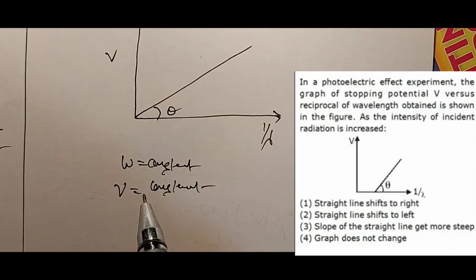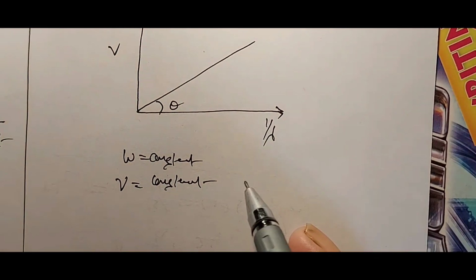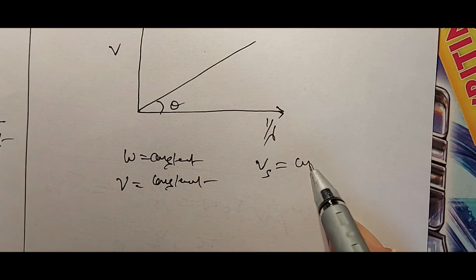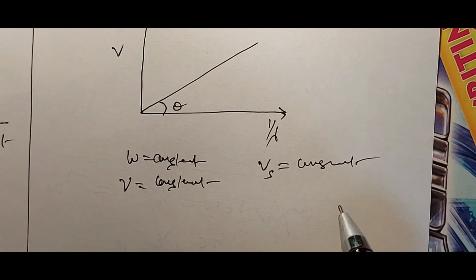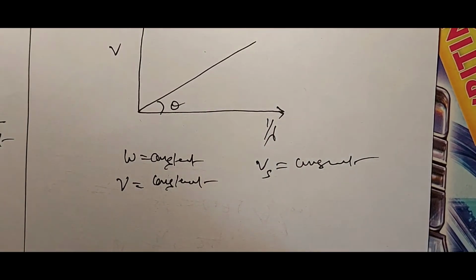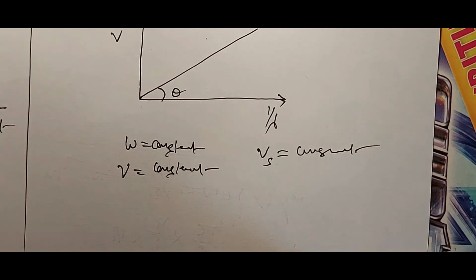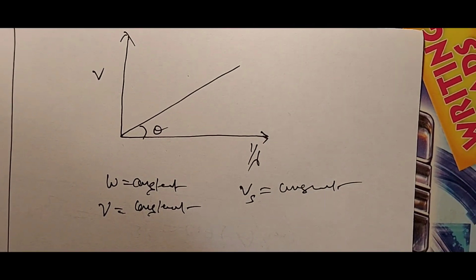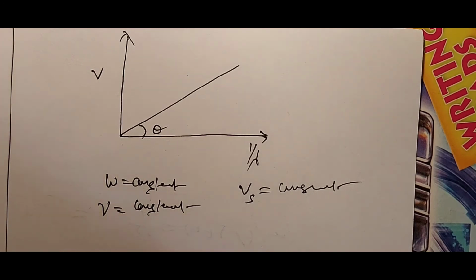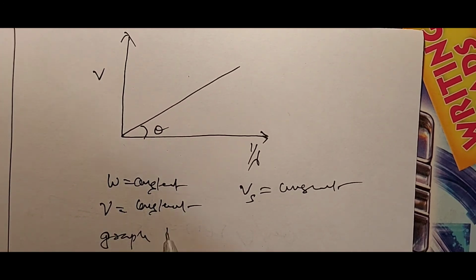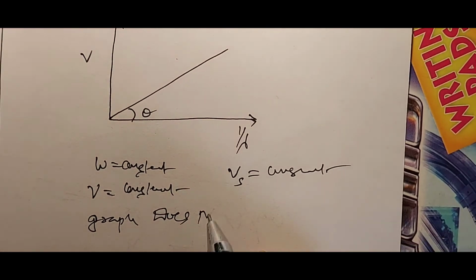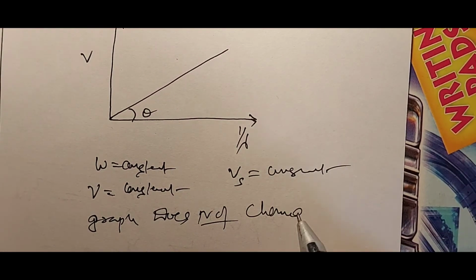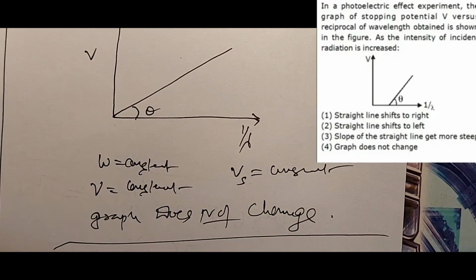Option 4. W is constant. We know that W is constant. Whenever the frequency is constant, stopping potential is also constant. So when slope does not change, y-intercept also does not change. So among the following options, option 4 is correct. Graph does not change. This is our answer.